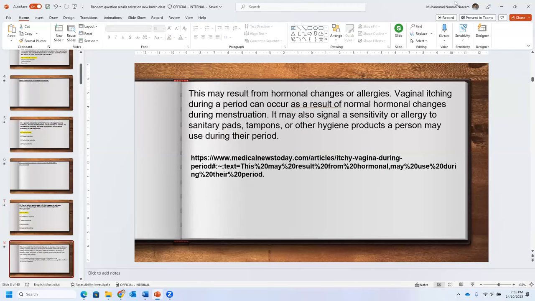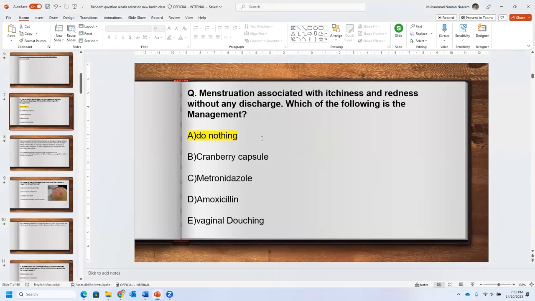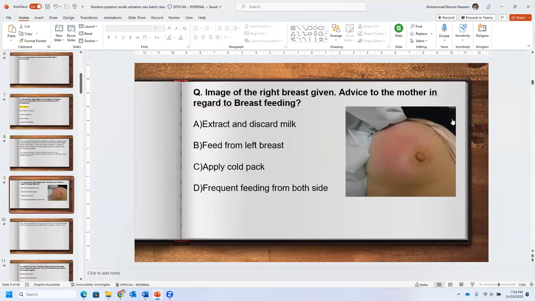Okay. So if you look over here, this may result from hormonal changes or allergies. Vaginal itching during a period can occur as a result of normal hormonal changes during menstruation. It may also signal a sensitivity or allergy to sanitary pads, tampons, and other hygiene products a person may be using during their periods. So if, instead of do nothing, they have given you an option of maintaining hygiene, go for that, okay? Sometimes the best answer is no answer at all. And they confuse you like that in the AMC exam.